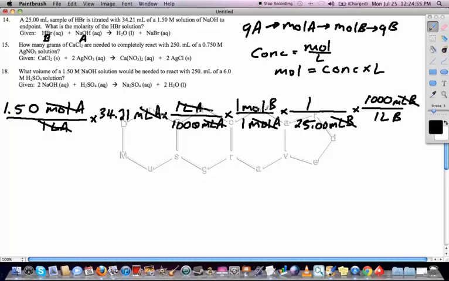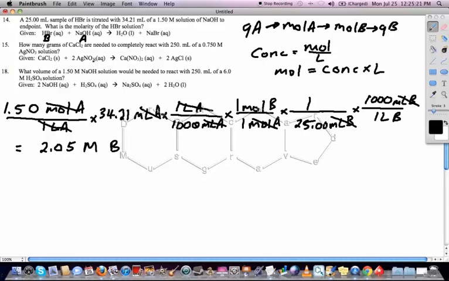And what I've got now is moles of B over litres of B. Now when I do all the math here and multiply everything out, I'm going to come out with 2.05 moles per litre of B. So there's the answer for that one. So that's for 14.